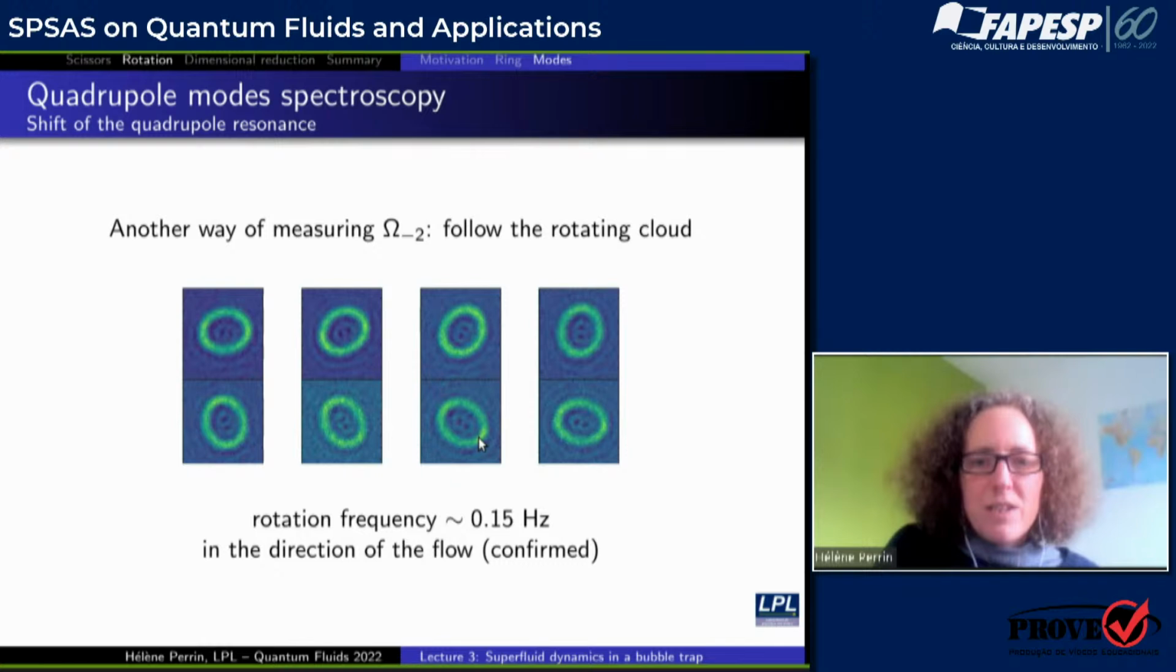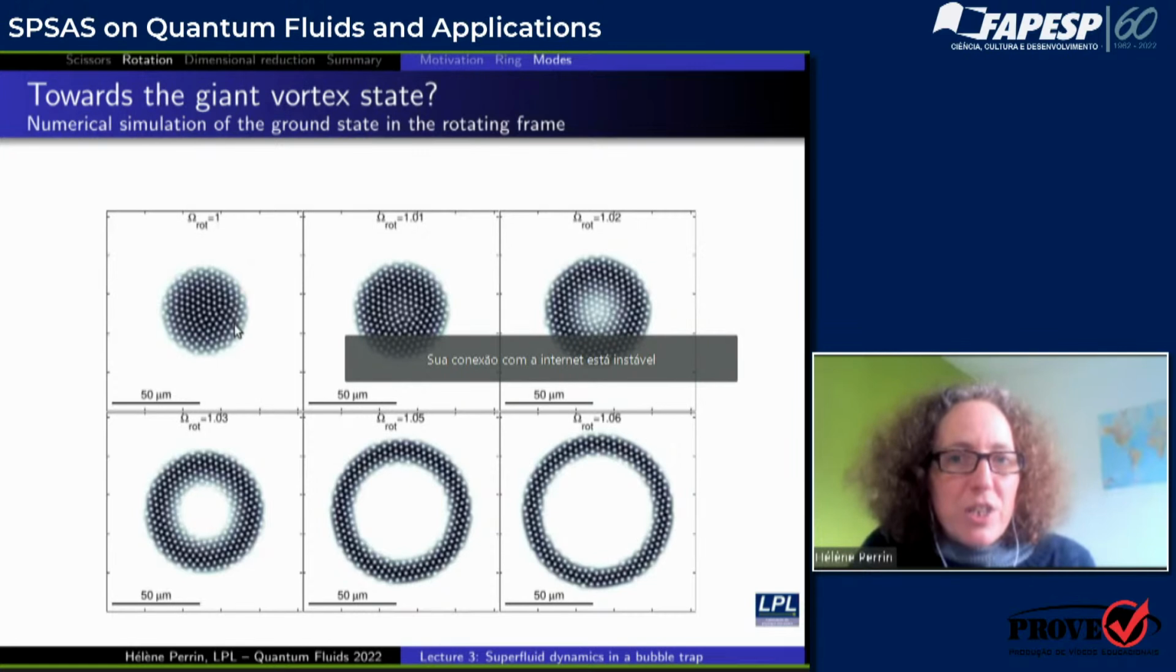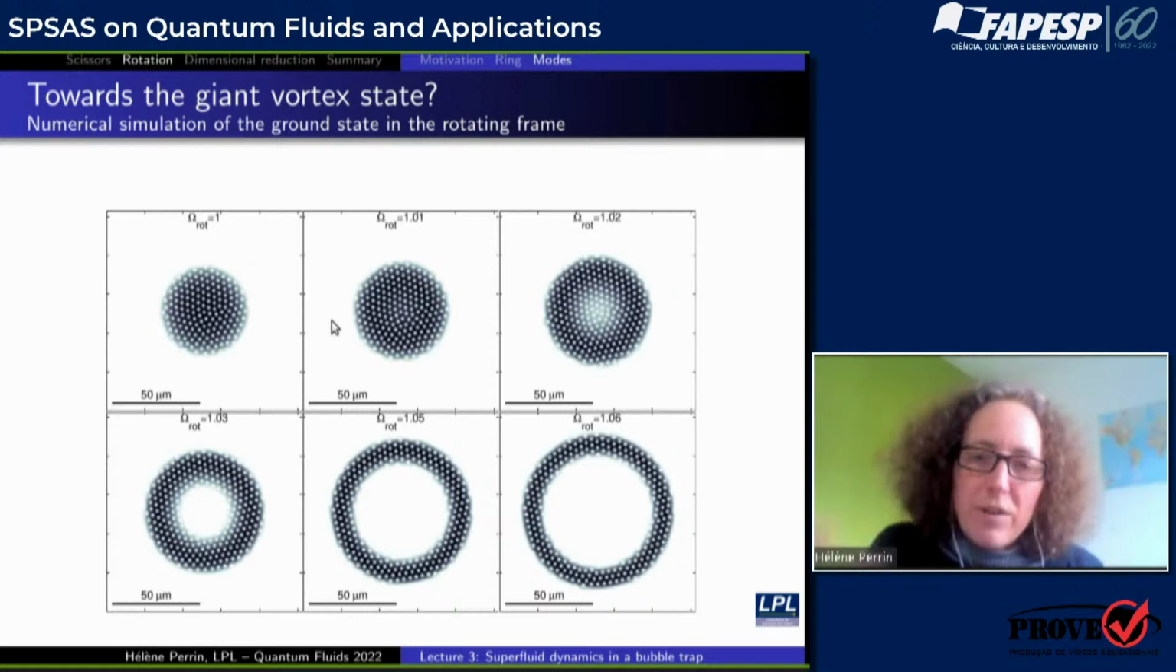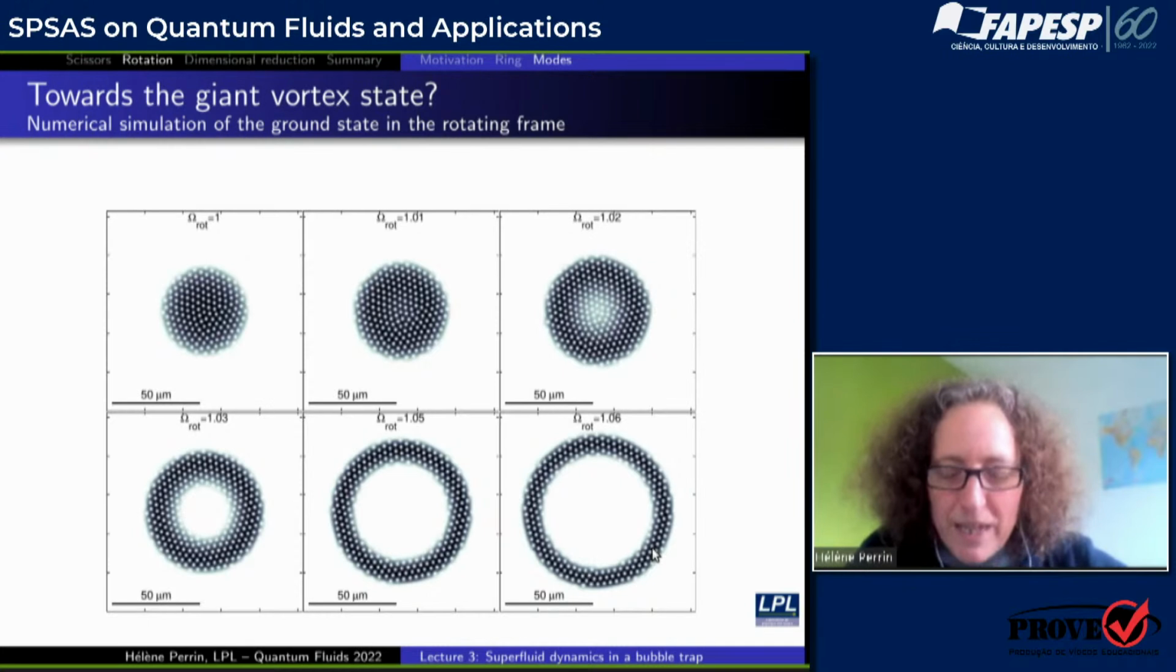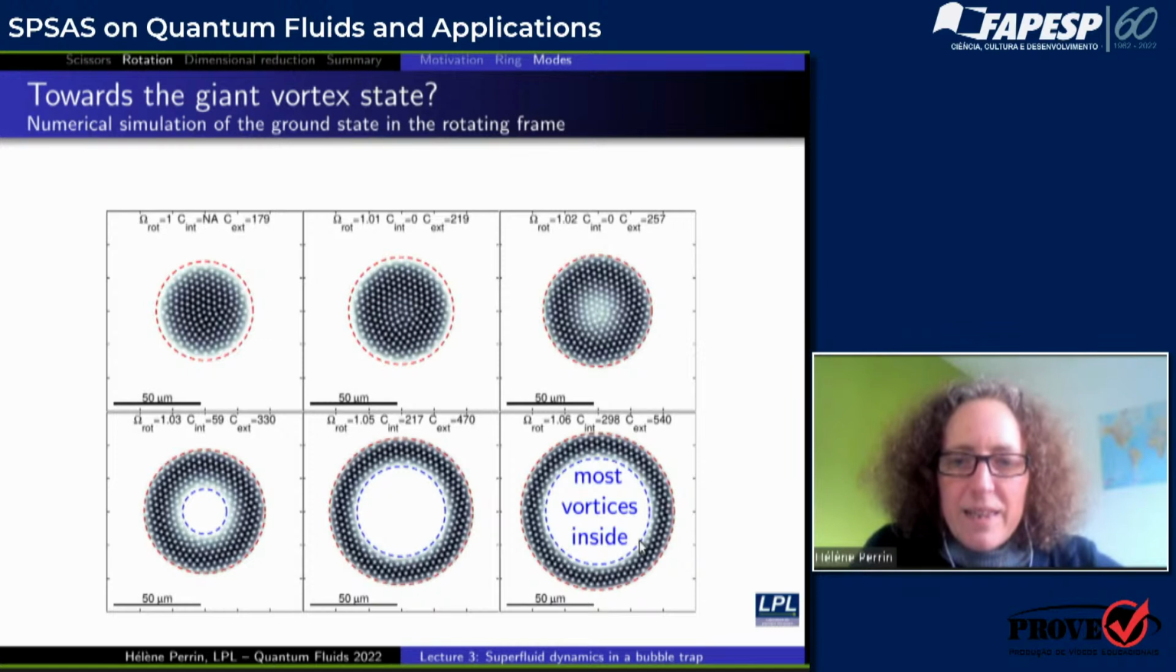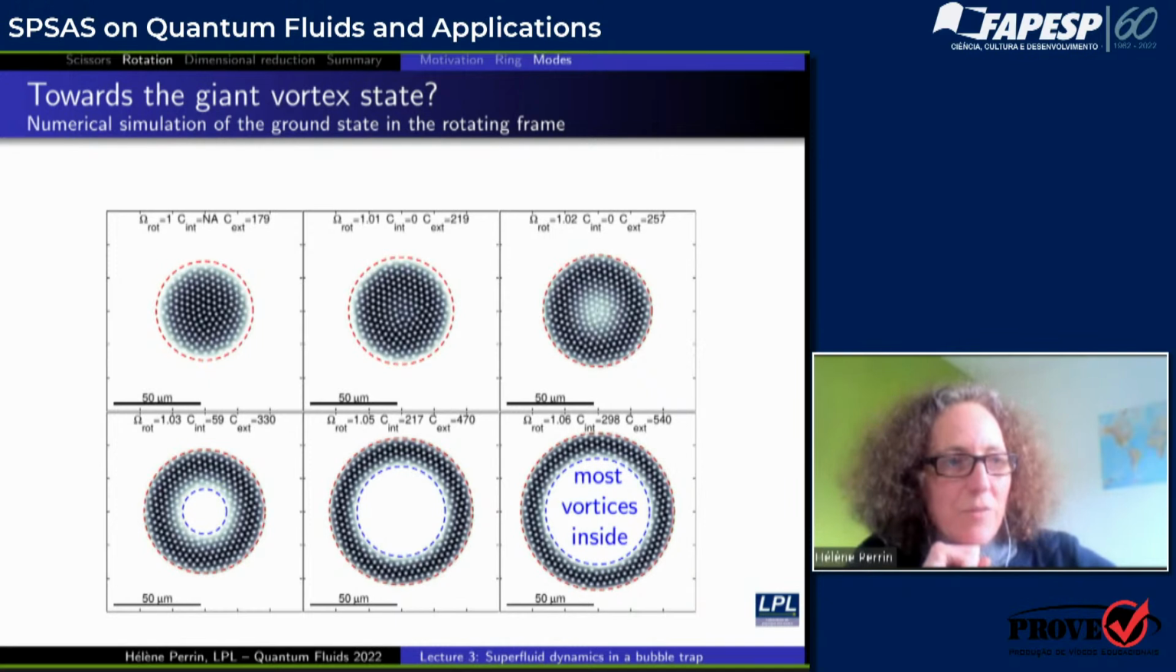We start with the vortex lattice, and do we reach the giant vortex regime or not? To elucidate that, as we cannot really observe the vortices in this experiment because it rotates too fast, we have performed numerical simulations. And in our situation, in fact, we expect to be in this situation. So in this situation, we are already in the case where most vortices are inside. So there is a lot of overall circulation of the gas, but there are still vortices in the bulk. If you count, there are about 300 vortices inside and 240 in the bulk. So we are in what I call the dynamical ring regime and not yet in the giant vortex regime.